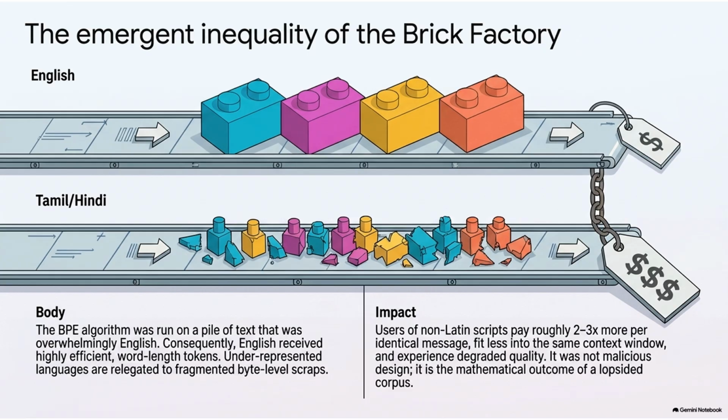Because you pay per token, and your context window is counted in tokens, this means users writing in underrepresented scripts pay roughly 2 to 3 times more for the identical message. They fit less into the same conversation, and they often get worse quality on top of it. Researchers have documented this carefully, and the genuinely uncomfortable finding is that this tax falls hardest on regions where these tools were already the least affordable.